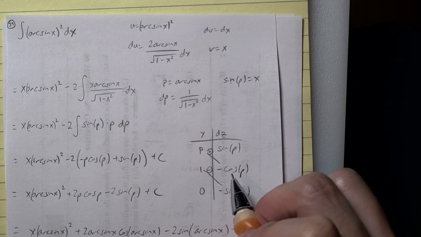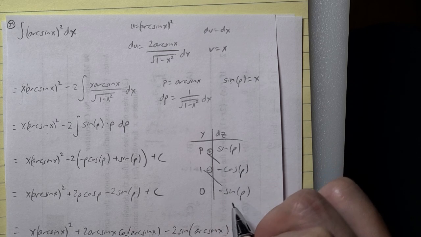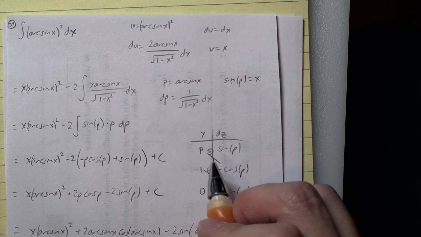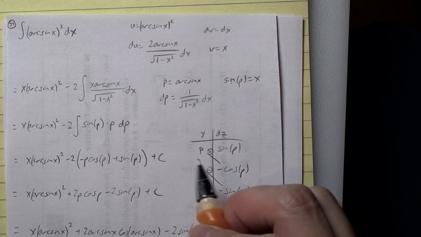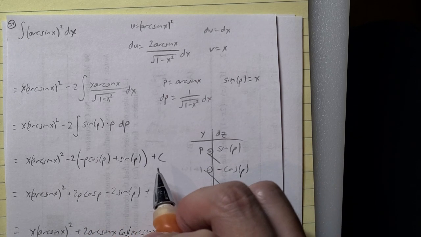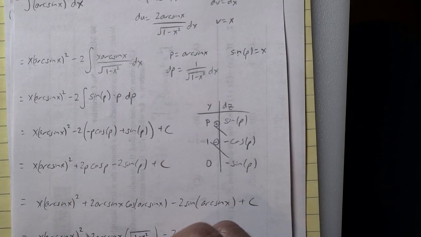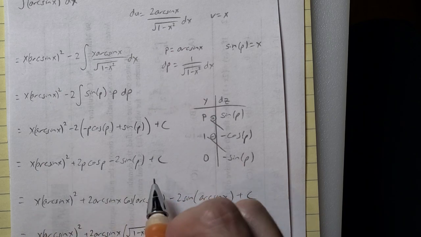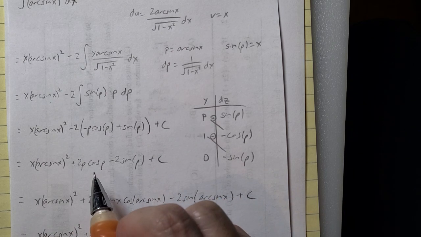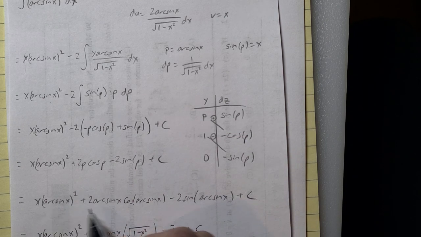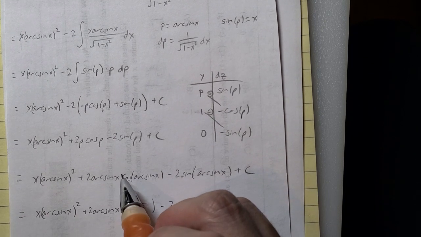Integral of sine is negative cosine. Integral of negative cosine is negative sine. Okay? Go diagonal, alternate sign. So it becomes minus p cosine p, that's here. Over here is plus sine of p, and then plus c. I distribute this minus 2 to both terms. That's what I did in this line. And then I back substitute. P is arcsine x. So I have this whole thing here, from the back substitution.